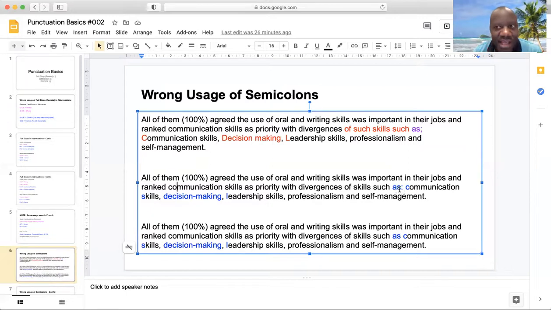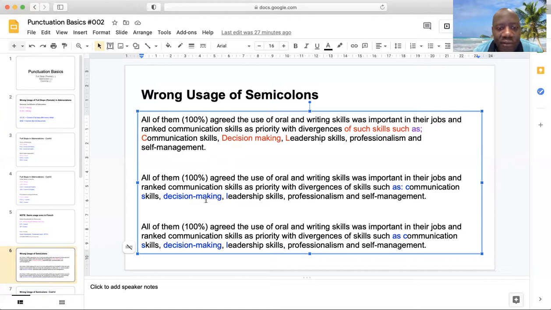But again, I tell you that actually when you use things like such as, oftentimes it's better not to put a colon again. It's good to go straight to listing the items on the list. So here now I've also tried to bring down, because I don't know why communication would be in capital, decision would be in capital, and decision making is not hyphenated, and then leadership in capital, but professionalism is not in capital, and self-management is not in capital, okay?